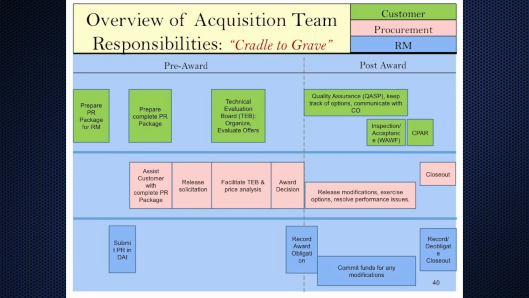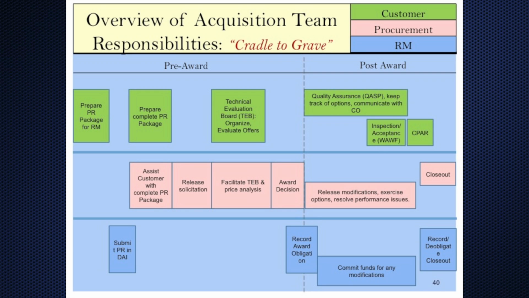So we said there's no lines in the sand, but this is a swim lane chart, this overview of the acquisition team responsibilities. Now this is cradle to grave. You have these resources on the intranet, so I won't talk about them too much, but just notice the very left part. Now, preparing the PR package for RM, that's you. You are green as the customer. And notice procurement then is the pink lane and RM is the blue lane. Now, all of these are things that we do in accordance and in proportion to our expertise and our area of responsibility. Notice that a lot of it overlaps, of course, and requires a lot of teamwork.